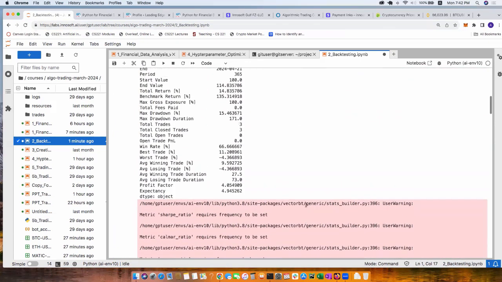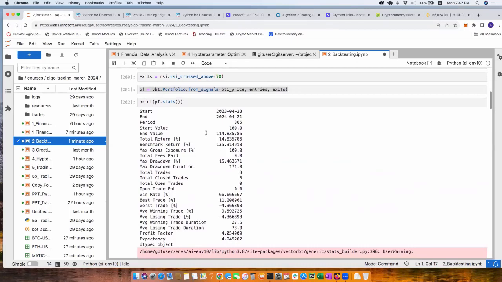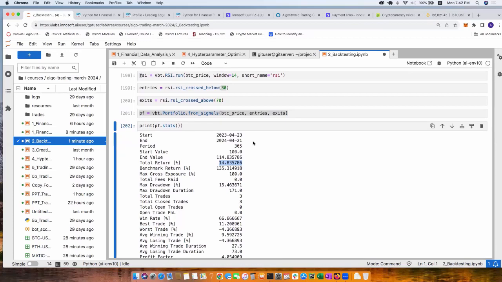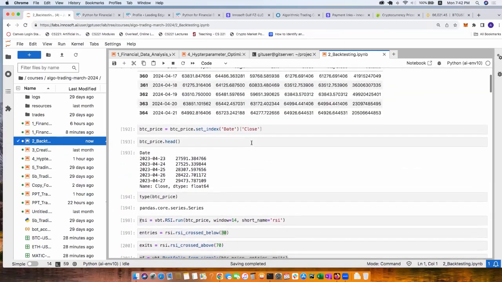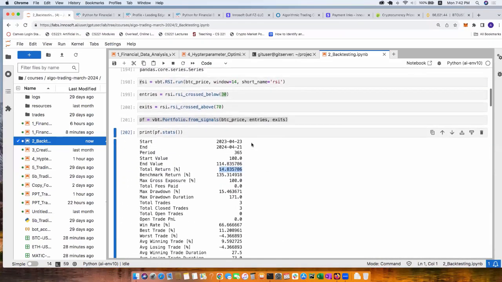So here, this is called backtesting. Here we are backtesting this for a period of 365 days. And notice that what it gave us for a whole year is a return of 14%. That's basically what this backtest told us. Now, for some people, this looks okay, but can we do better?